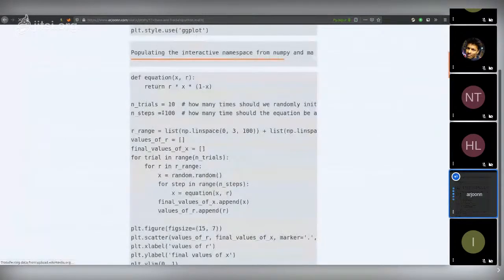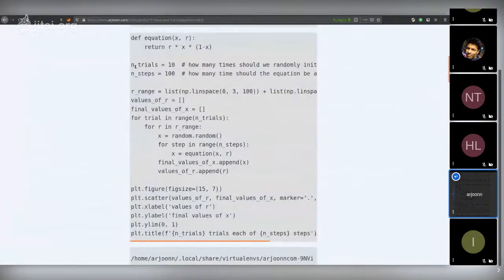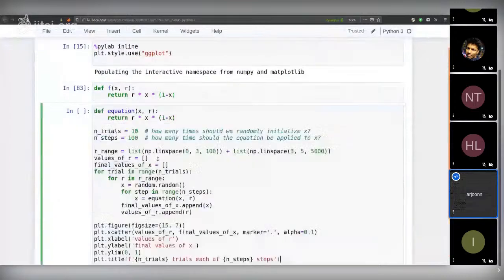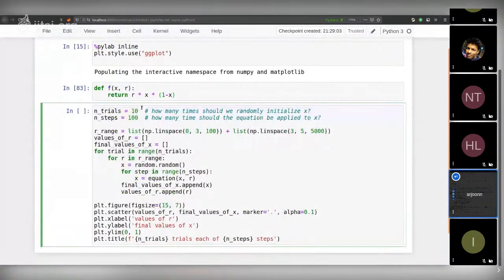So this one, yeah. So you have this part. The equation is still the same. You get, okay, we're just going to get rid of this part. N trials, how many times should we initialize it? N steps, range, and here you have F, right? Since we have not typed it, let me quickly look at it once. R should be 0 to 3, and then 3 to 5 is really fancy.